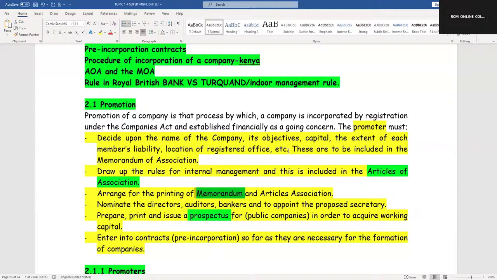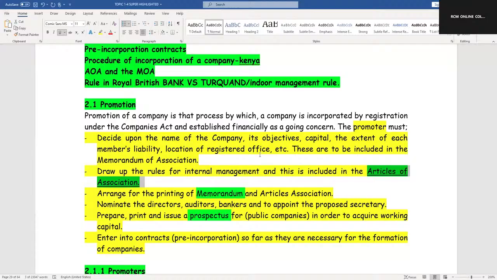He'll draw up the internal rules and regulations. Ideally, this is what I was explaining to you as the articles. He'll come up with the articles of association. He'll come up with the constitution of the company. The articles of association is like the constitution of the company. It sets out the rules governing the internal affairs of the company.